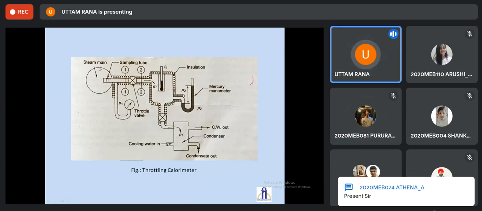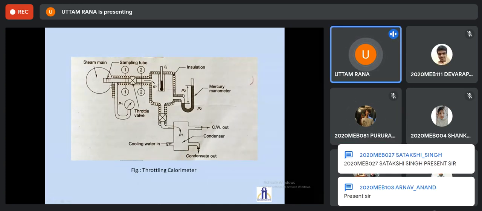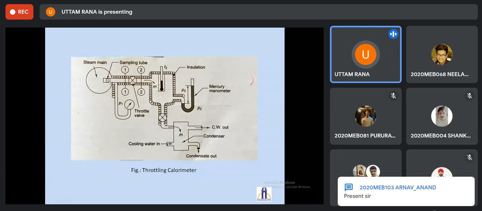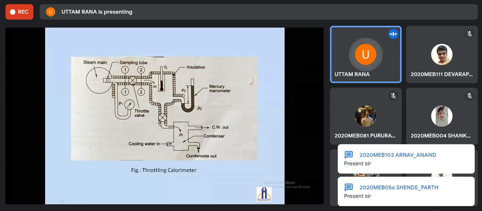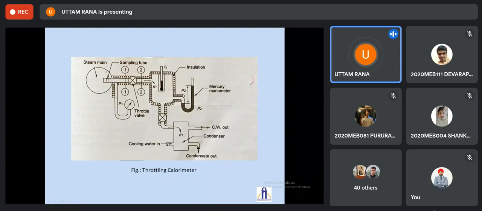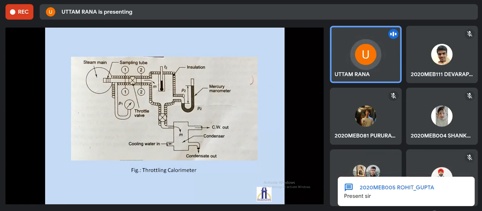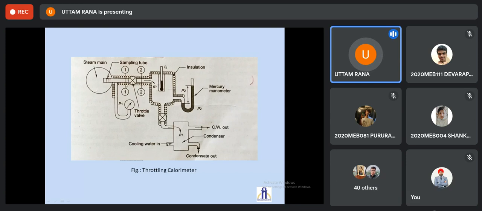So here it is basically a steam main. This is the steam pipe through which steam is collected through a perforated tube. So this is the sampling tube. Now when the sample is taken, its temperature and pressure are taken, because this is a wet steam. If we take the pressure, the temperature is also automatically fixed. Then it is passed through a throttling bulb. You can see this is basically an insulated one.